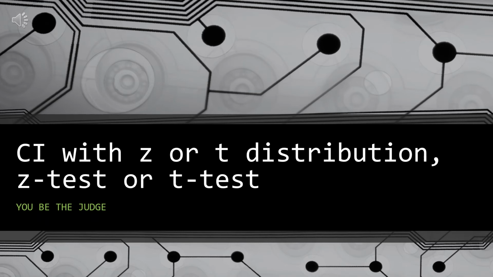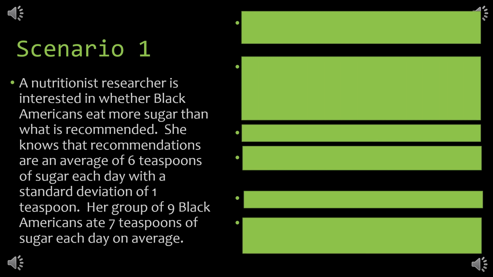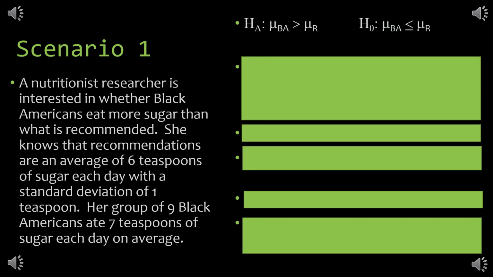So let's try it. You determine whether we need a confidence interval or a z or t test and whether we're going to use the z or the t distribution. So in scenario 1, a nutritionist researcher is interested in whether Black Americans eat more sugar than what is recommended. That sentence gives us the research hypothesis, Black Americans eat more sugar than what is recommended, and from the research hypothesis we get the alternative, the population mean amount of sugar for Black Americans is greater than the population mean amount of sugar that's recommended. And from the alternative, we get the null, which is everything the alternative is not.